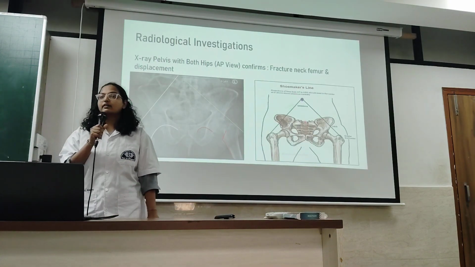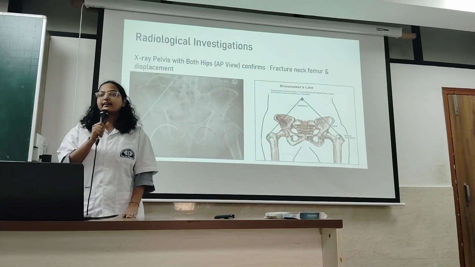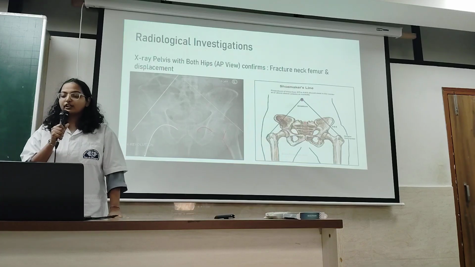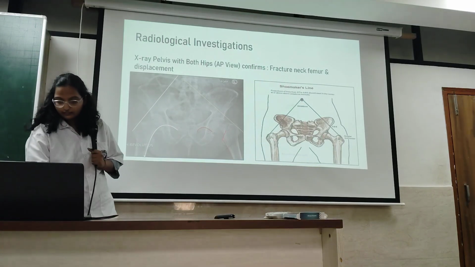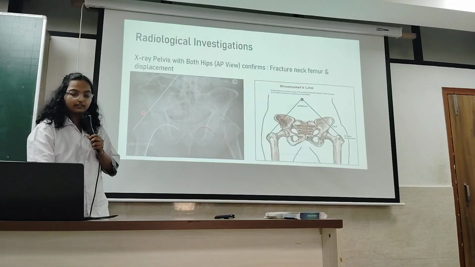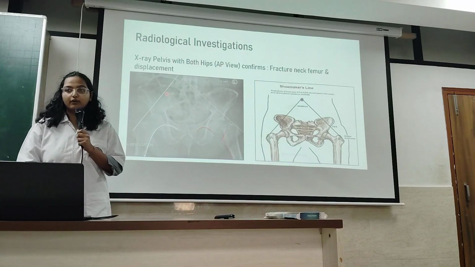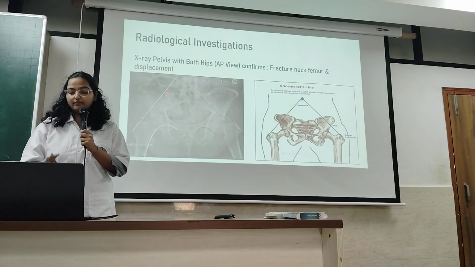The most important investigation is the radiological investigation, where we take the X-ray of pelvis with both hips in AP view, confirming the fractured neck of femur and the displacement. In the X-ray, we can see the Shenton line, the normal Shenton line, which runs along the inferior border of the superior pubic ramus and the medial edge of the femoral neck.